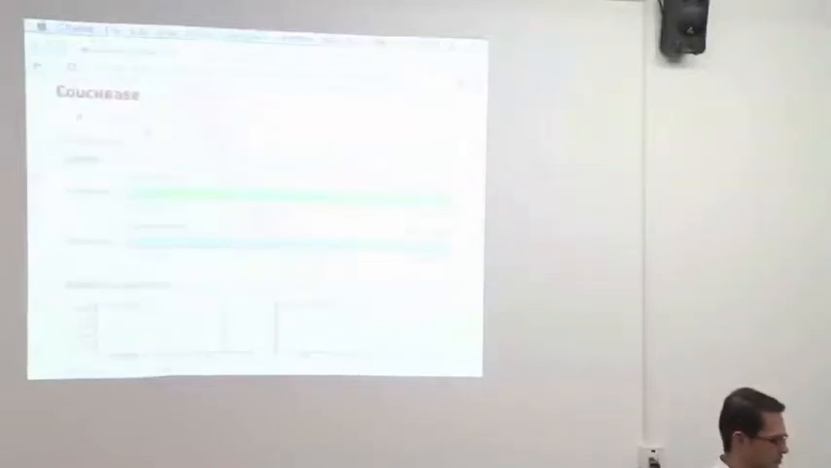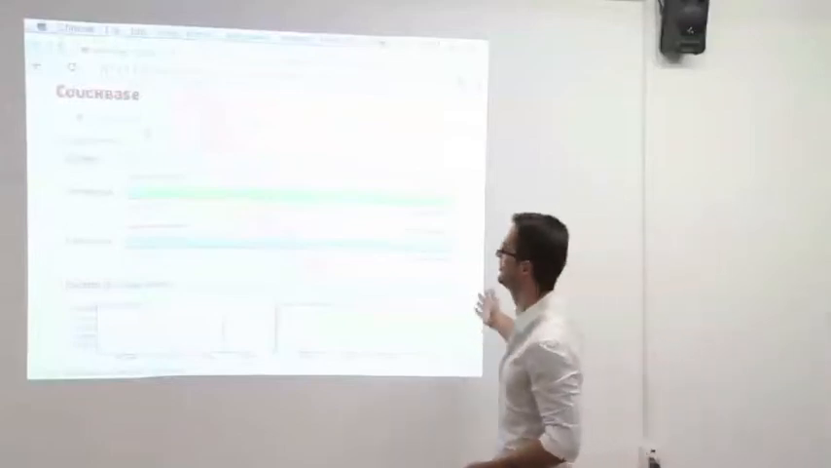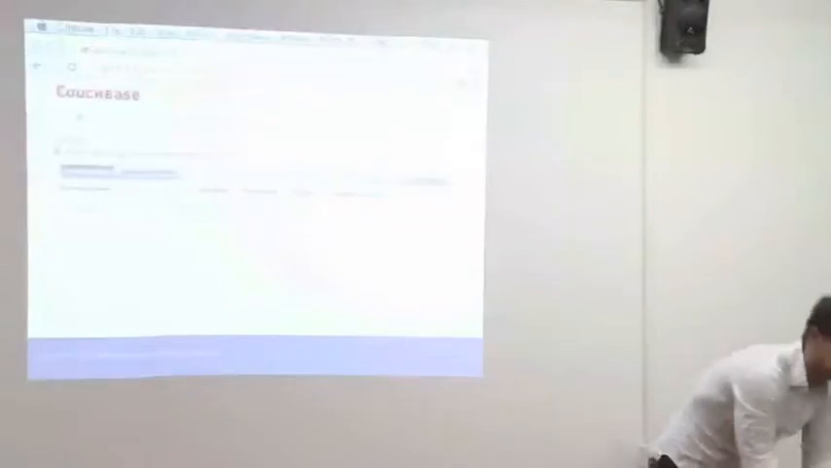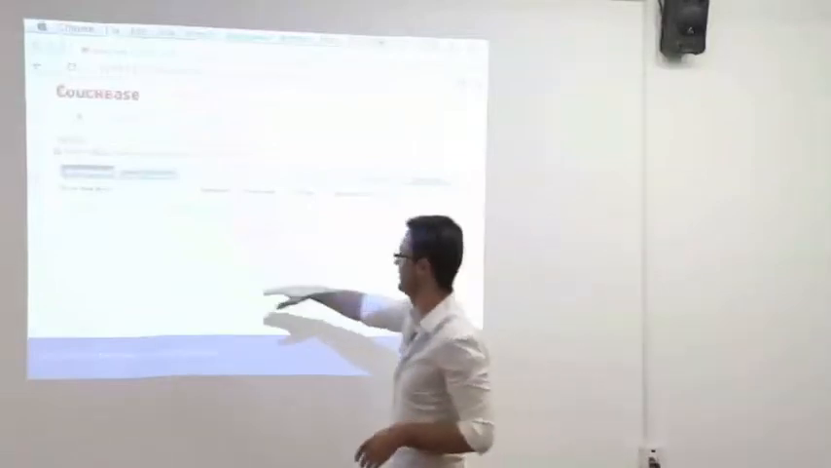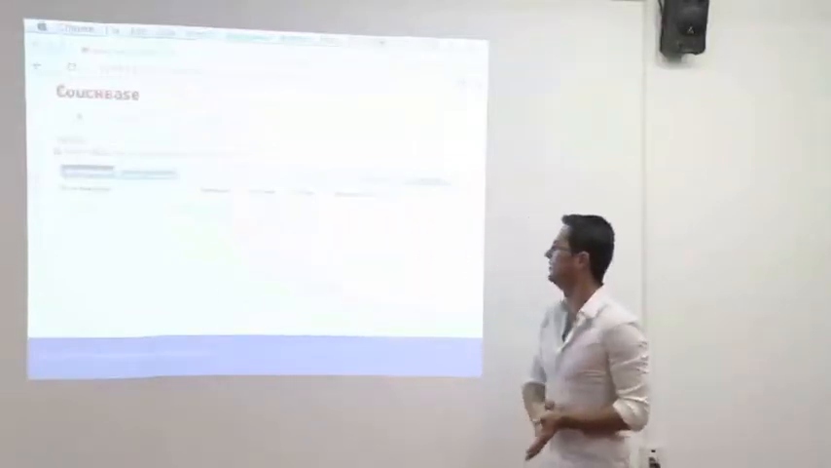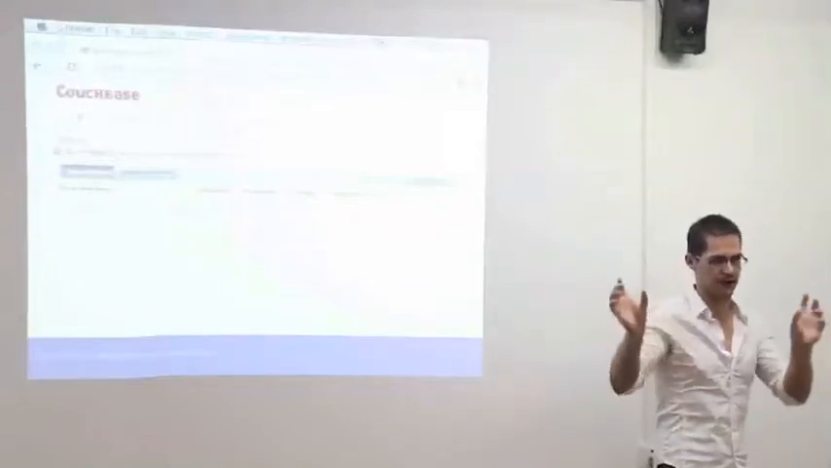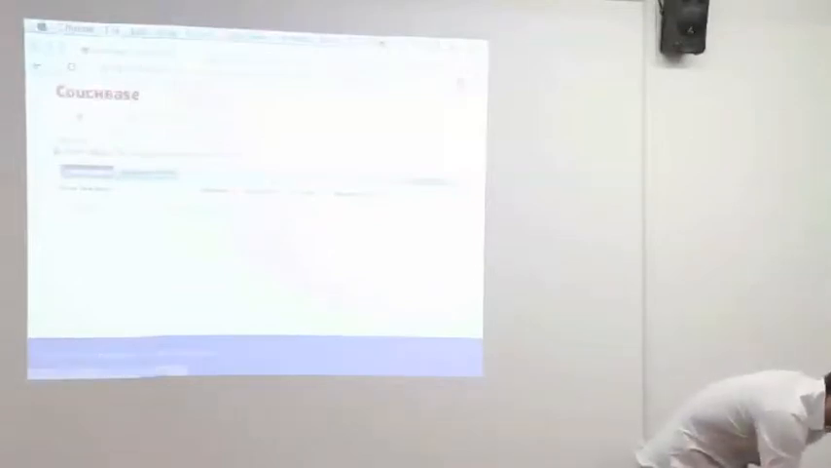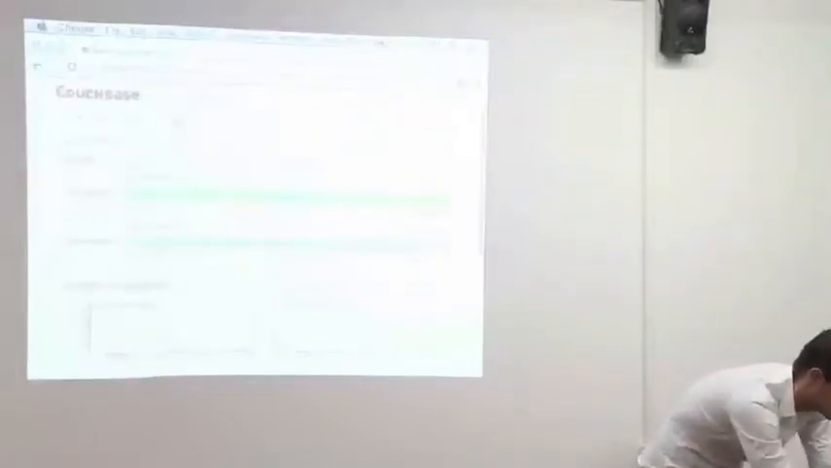So this is how a normal cluster looks like. It's just one node. It tells you the server nodes, but you can't do a failover if you only have one node. If you have a second node, it will tell you the failover status and how the data is balanced and all that stuff. It will also tell you a lot of information about the buckets and what data is in there.